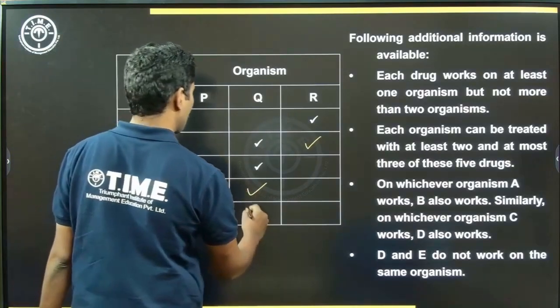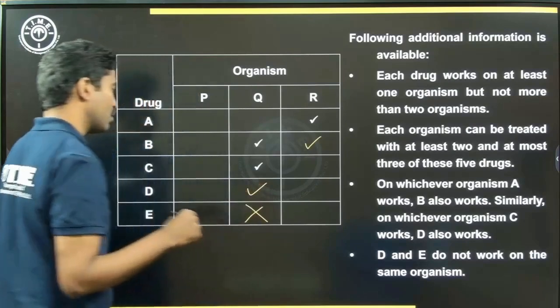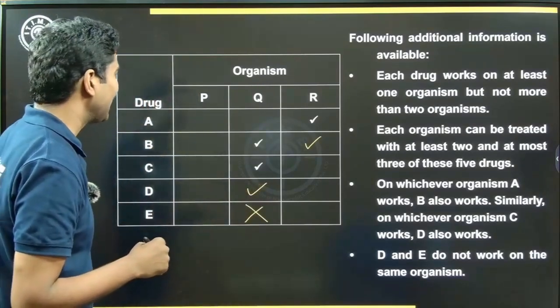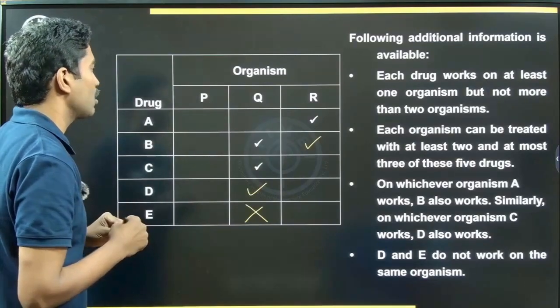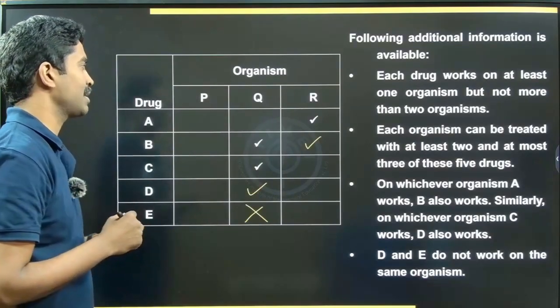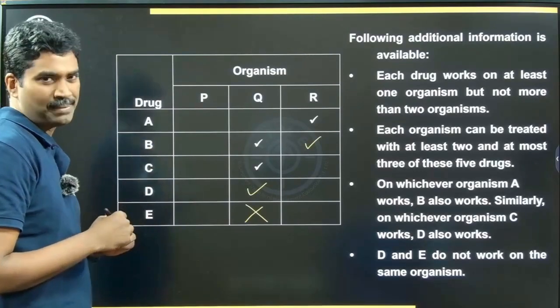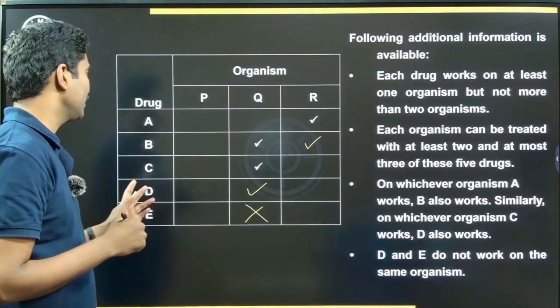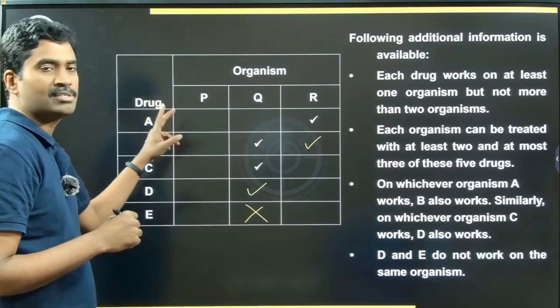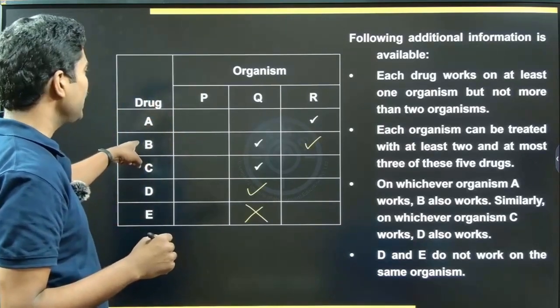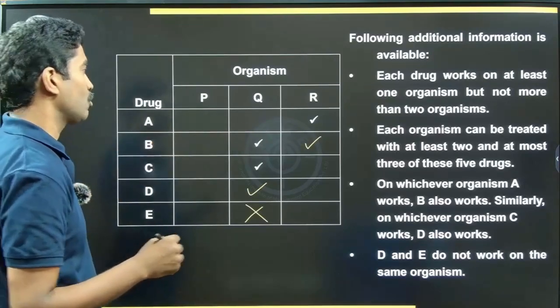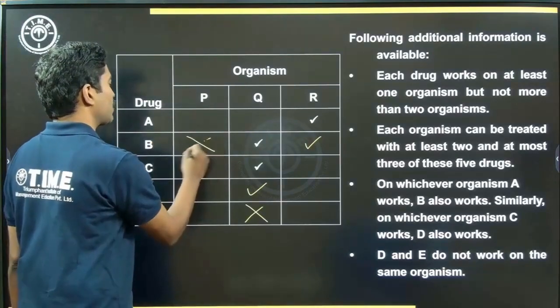So if D works on Q, E will not work on Q. Okay, anything else we've missed? Each drug works on at least one, but not more than 2 organisms. Check, this is helpful. Check drug B. What did we agree on? That each drug will work on 1 organism or 2 organisms, but not more than 2, right? So B is already working on Q and R, not more than 2 means B cannot work on P.